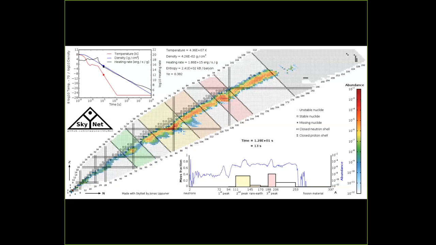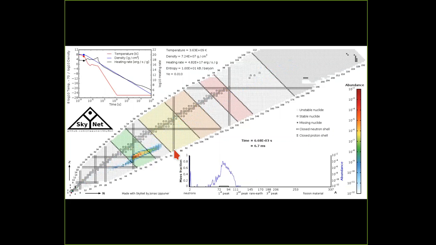After a few seconds, all the neutrons are gone, we're just decaying back to stability, and it's pretty boring from this point on. I'll just run the first few seconds again. And you can actually nicely see how the r-process runs up along the closed neutron shell. So here and here.